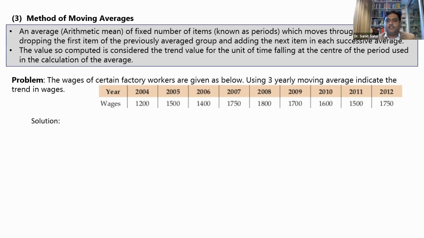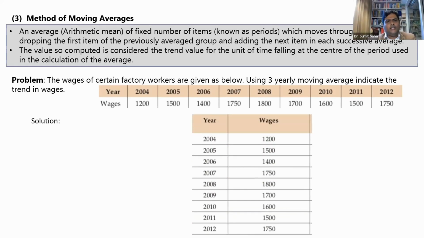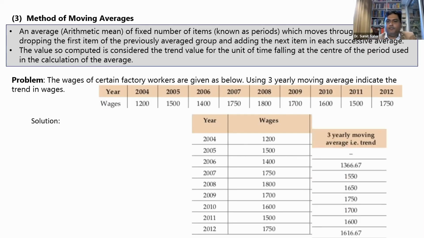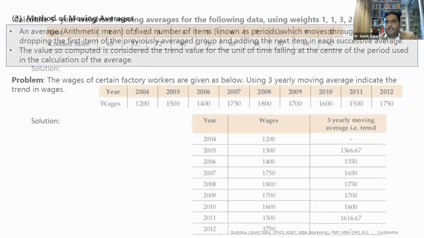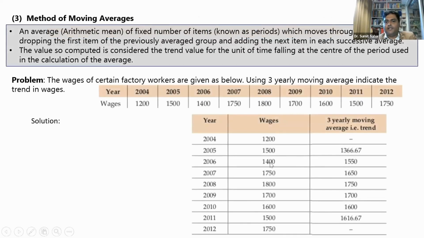Fine. Now let's focus on this 3 years moving average technique. I have just mentioned this vertically: year versus wages, whatever they're getting, say 1200 rupees per day. Now I'm going to use the 3 years moving average technique. That means I'll consider the first 3 years, let's say 1200, 1500, and 1400, and I will take the average of this. That means 1200 plus 1500 plus 1400 divided by 3. And I will write that data point, the amount, here, not here.